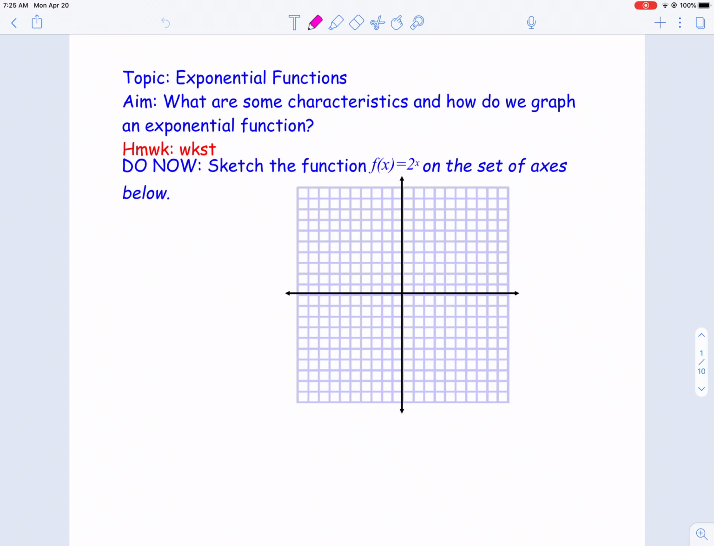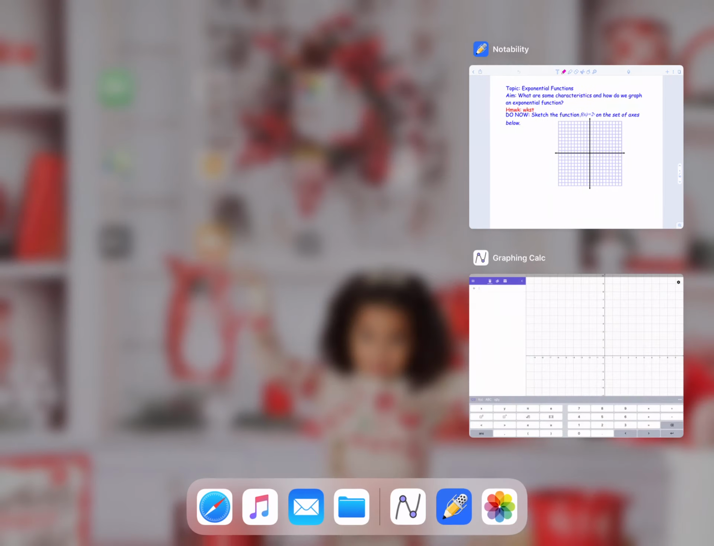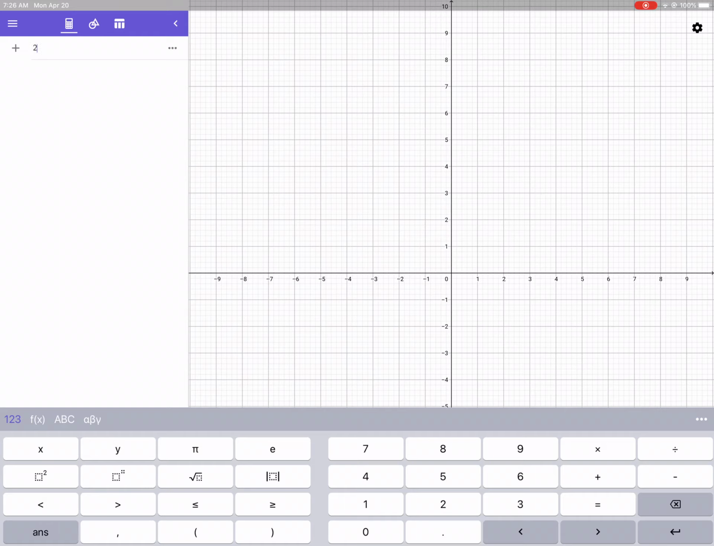Good morning, everybody. We are going to continue with exponential functions, and today we're just going to be graphing, which is not so bad. A lot of calculator, a lot of GeoGebra. So I'm going to start by sketching the function 2 to the x. You can go into the calculator and pretty much graph anything you want. So if I do 2 raised to the x power, you see this exponential function.